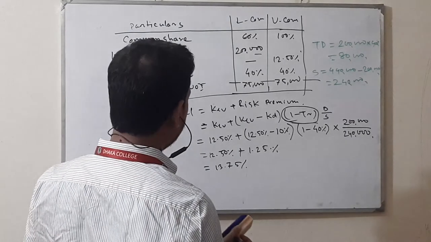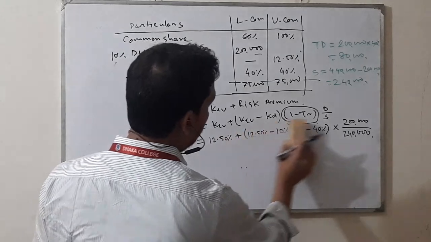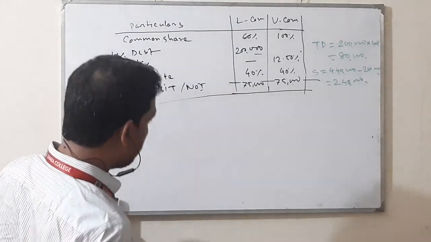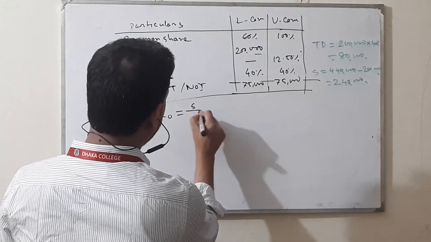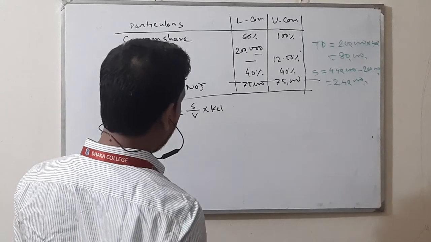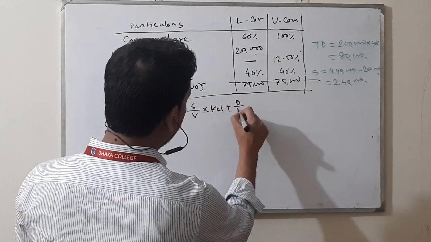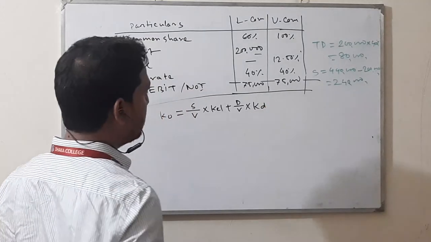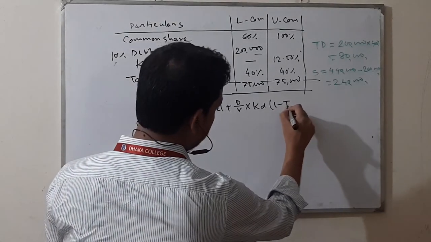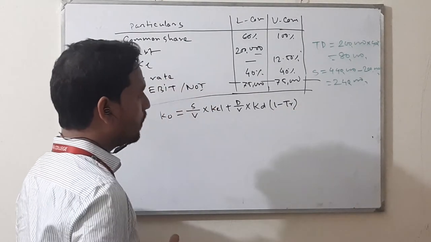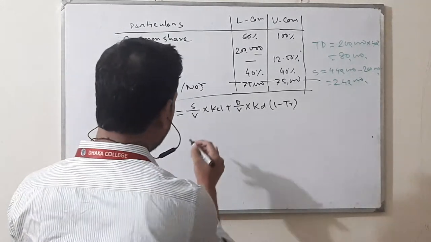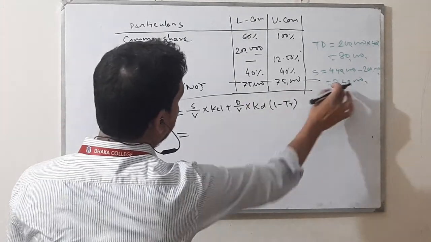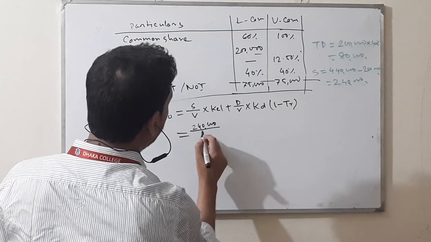Okay students, then we should bring out the overall cost of capital. Overall cost of capital equals S divided by V into KE levered, plus D divided by V into KD into 1 minus tax rate. Okay, so we already found that S is 240,000, then the value of the firm V is 440,000.